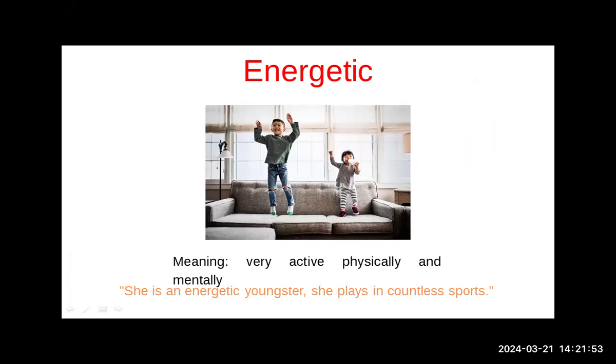You can also use energetic. Students, or anybody, who is very active physically and mentally. Just full of energy, energetic.